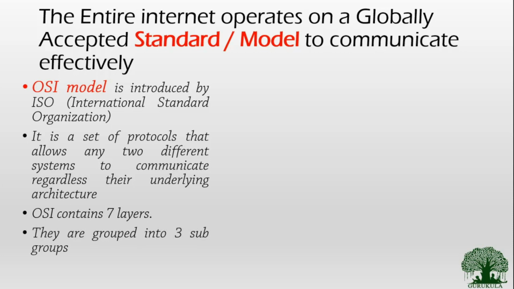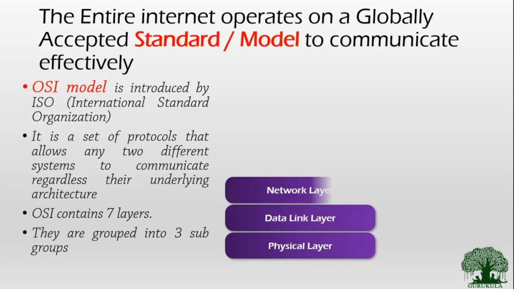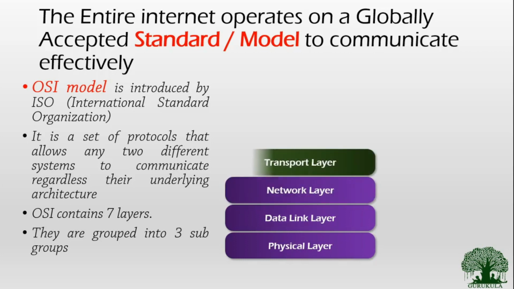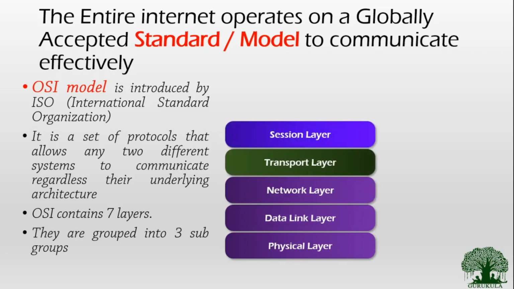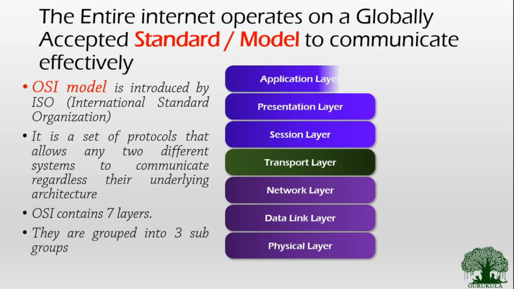Now we will list out all the 7 layers present in the OSI model. Starting from the physical layer, the second one is the data link layer, followed by the network layer, followed by the transport layer, session layer, presentation layer, and finally the application layer. The application layer is where a person sits and interacts with the system. This is the layer that connects the user to a particular system.